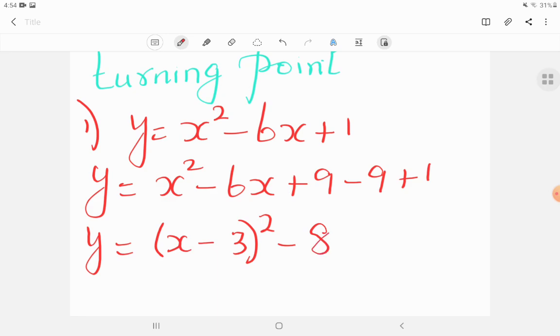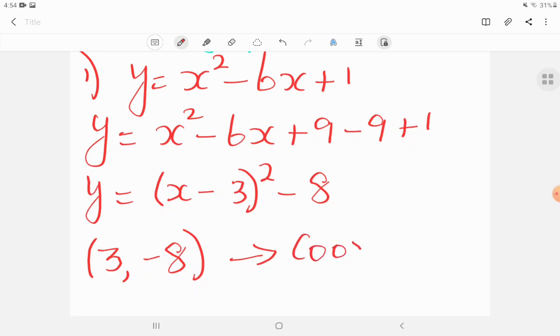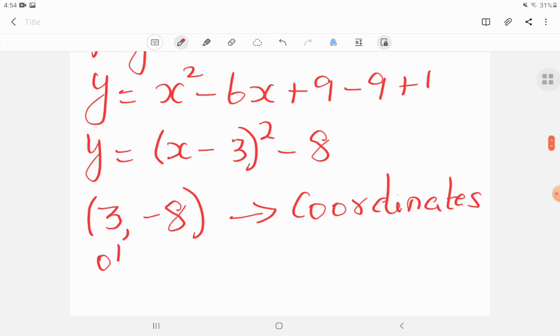So we have rewritten the quadratic equation in turning point form. Therefore, what are the coordinates of the turning point? x minus 3 equal to 0 gives you positive 3. So (3, minus 8) is the coordinate of the turning point.